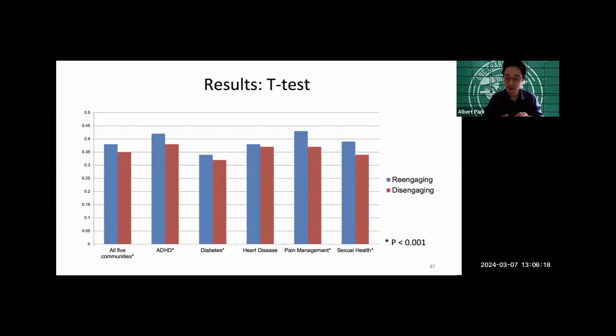I believe that the difference in the heart disease community wasn't significant because the members in the heart disease community have a general tendency to disengage from the conversation. The community had a very high rate of disengagement, which was 81%, which is over 20% higher than the average of the other four communities.